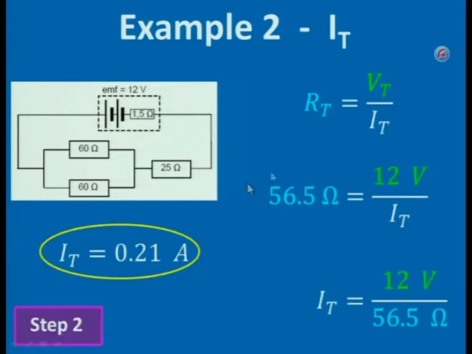Now we can get back to the final question. R is V over I. The total resistance we just calculated to be 29.5 ohms. The volts is 12 volts.